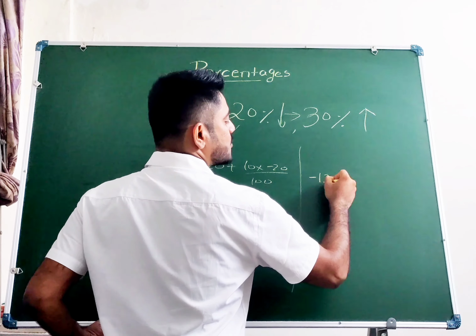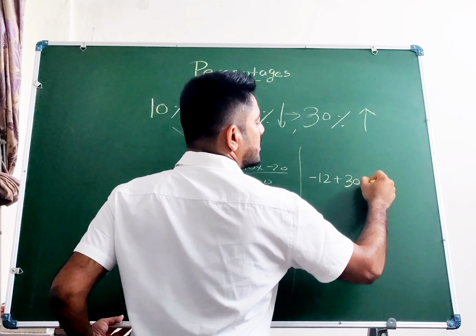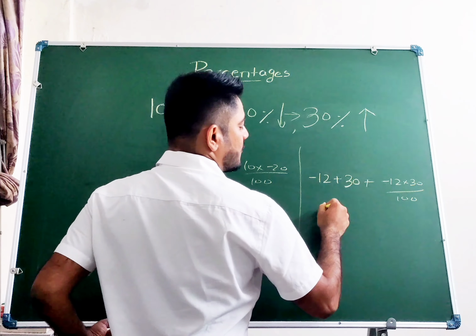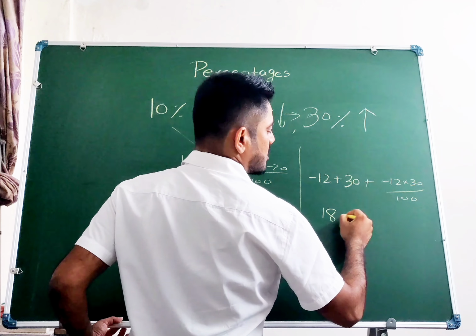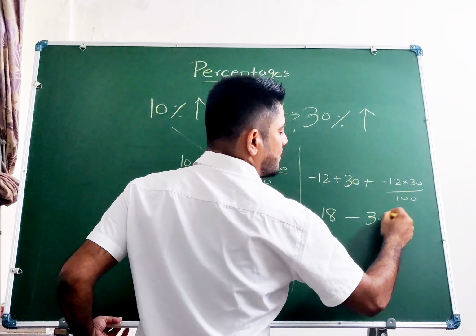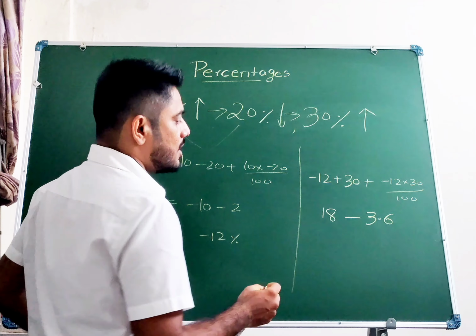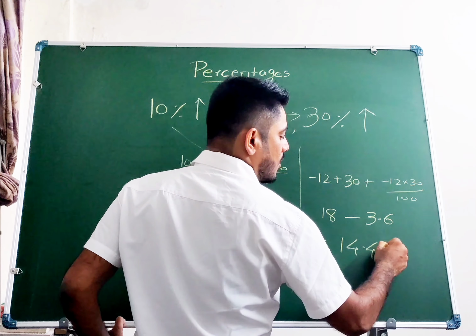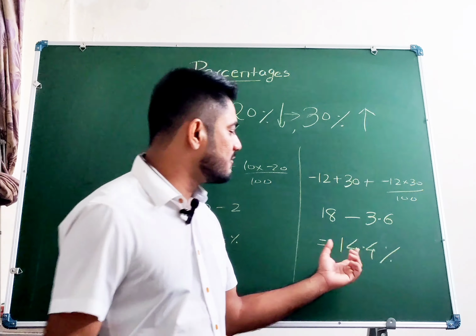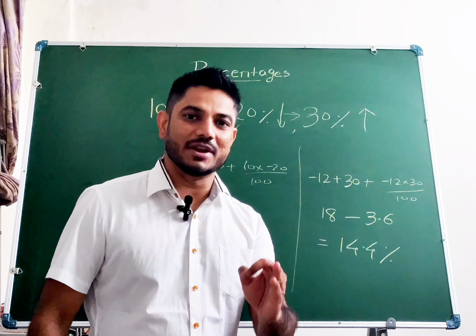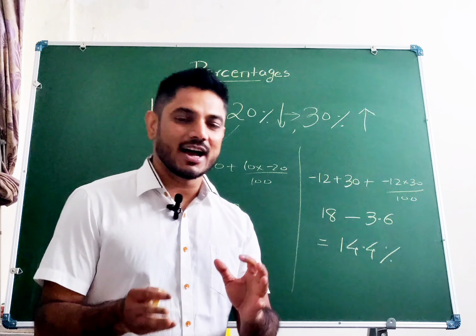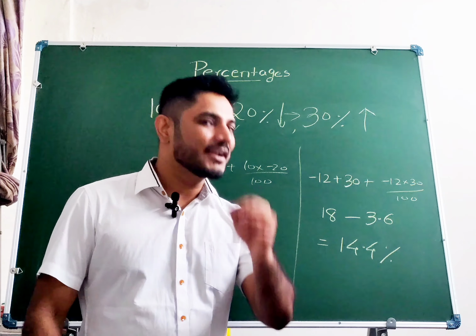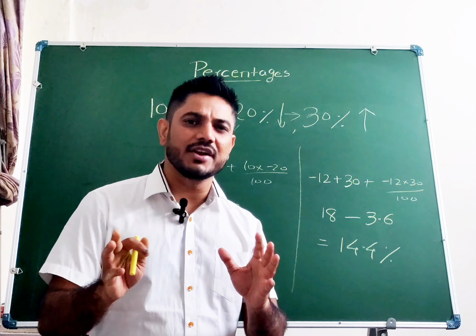So I have A as minus 12, B as 30. My final change would be, so 30 minus 12, which is 18, and this is minus of 3.6. My final value would be 14.4%. Since this is a positive value, obviously it is 14.4% increment. And this is how you can use the formula for n number of successive percentage changes, taking 2 at a time. It kind of looks like a binary tree.